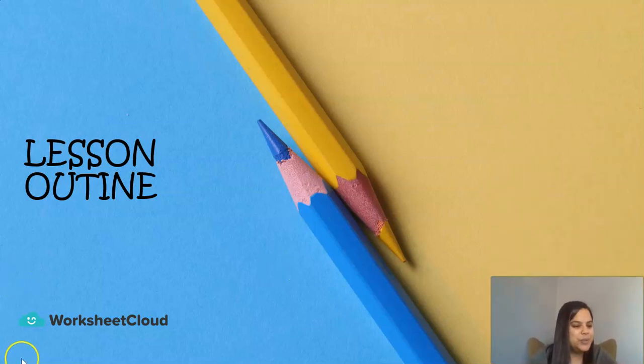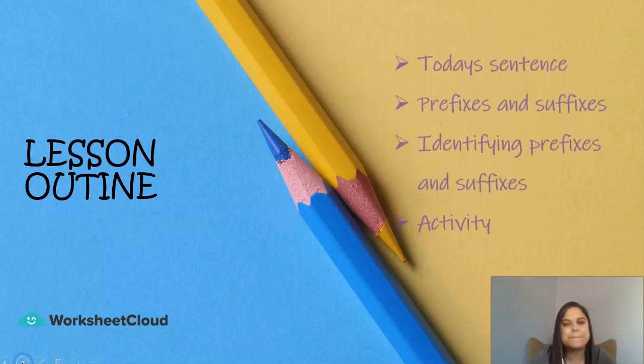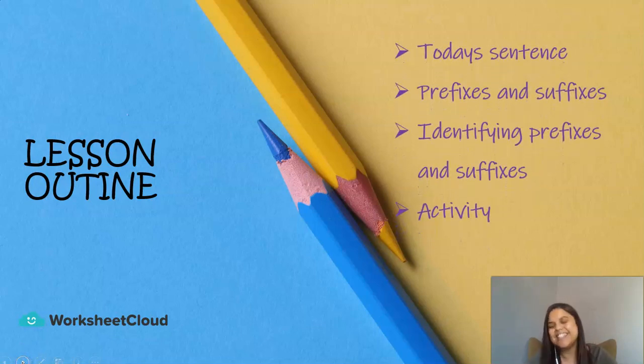And we're going to be looking at today's sentence, like we normally do for our grade 4 lessons. We're going to be learning about prefixes and suffixes and how to identify prefixes and suffixes. And then we're going to do an activity together. So this is what our outline looks like for today, grade 4s. And you can just take a look over here to see what you can prepare yourself for.